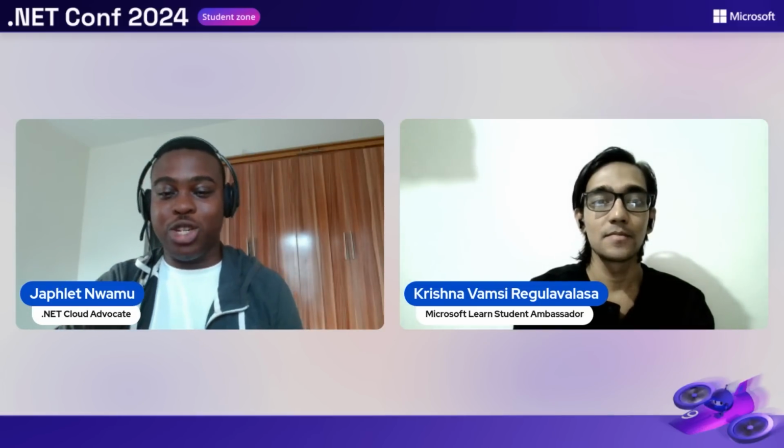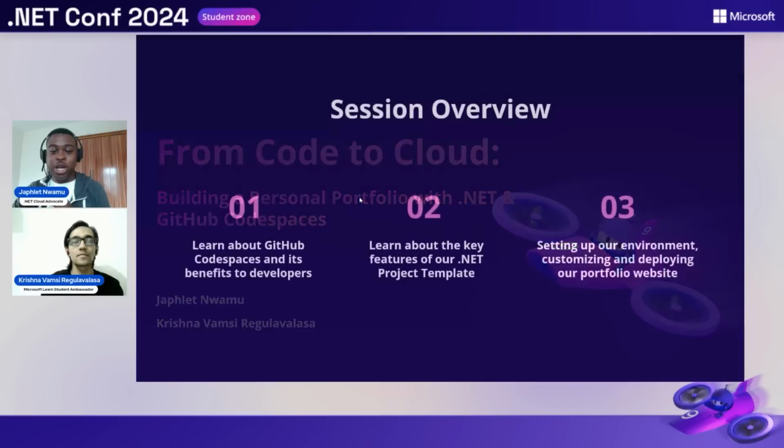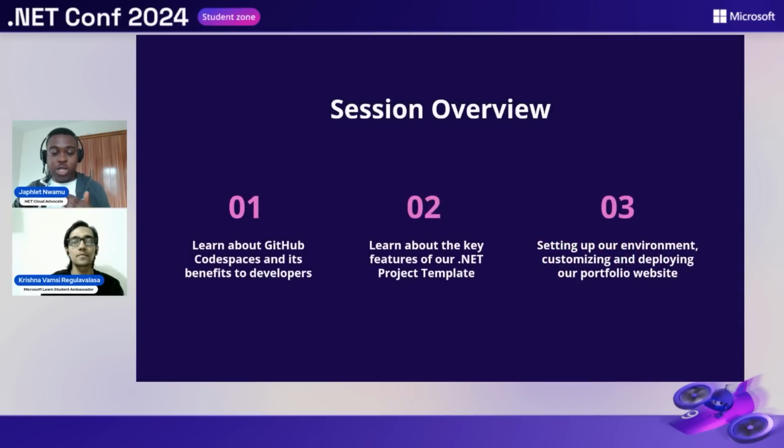So as Krishna had mentioned, we're going to be talking about how you can build a personal portfolio for yourself using .NET and GitHub Codespaces. Trust me, it is going to be exciting. Throughout this session, we're going to learn about GitHub Codespaces for those of you who have no idea what it's about. And you're going to see how GitHub Codespaces is empowering developers all around the world to build amazing solutions. Then we're going to dive into the awesome project we'll be showcasing to you all, and also show you how you can get started setting up your environment and customizing your own portfolio website.